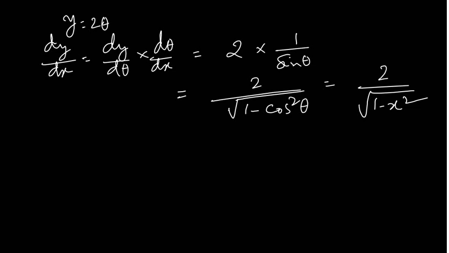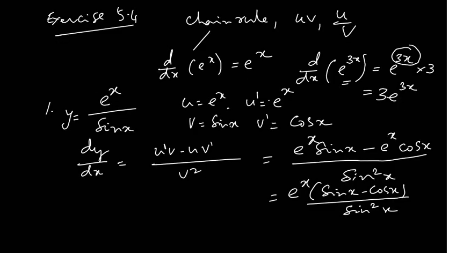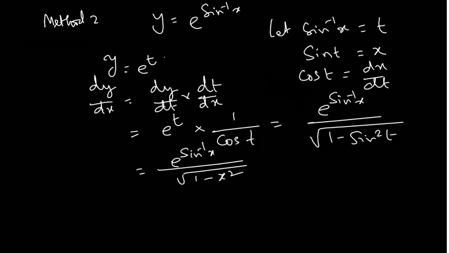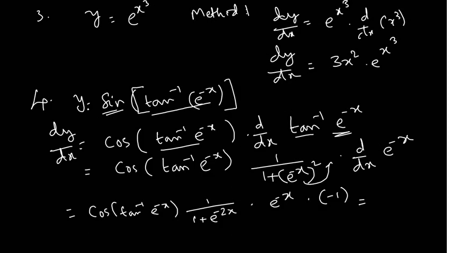So 5.4 is the exponential exercise. This is primarily about the chain rule, uv and u by v. So this is a much simpler exercise. This question I don't need to explain. This question I don't need to explain. All easy. Only this one, x cube is there, then you got 3x square e power x cube.